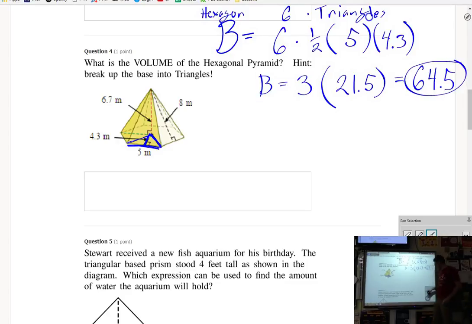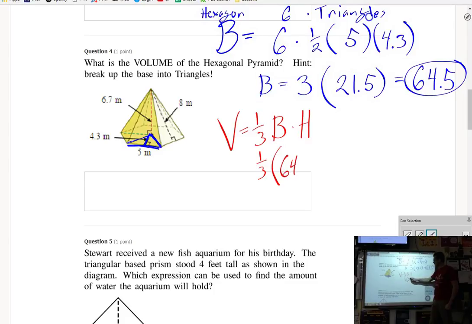To find volume, we'll do our same formula. Big B and big H now, though. My big B we just calculated was 64.5. My big H here, do I use that 6.7 or do I use that 8? Ashley, what do you think? Do I use the 6.7 or the 8? Why do I use the 6.7? Because they're both heights. You're right, but why do I use that one?